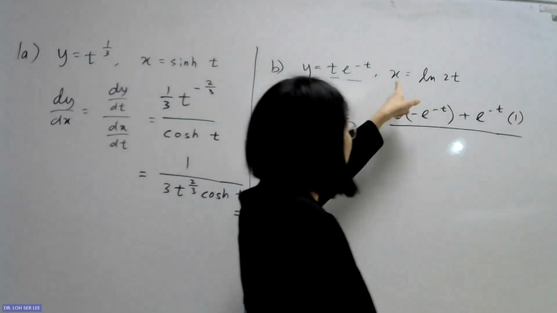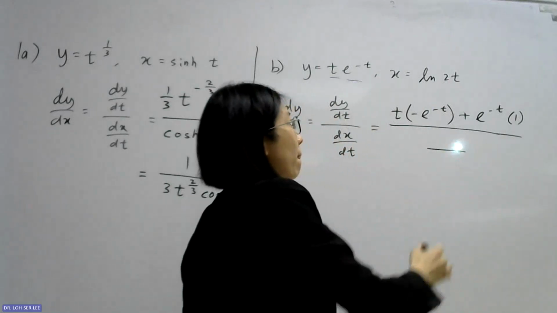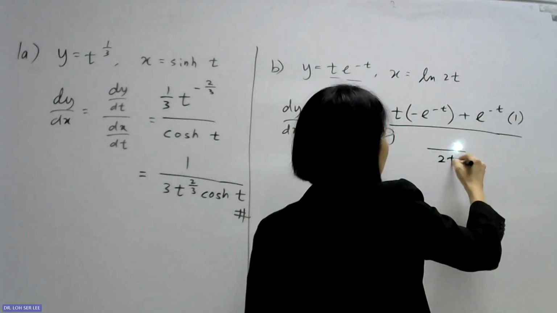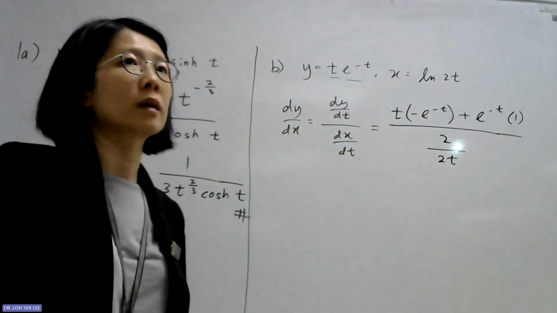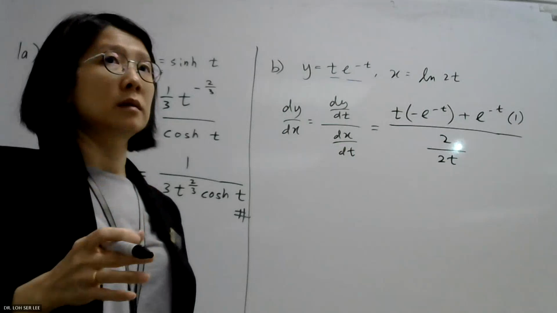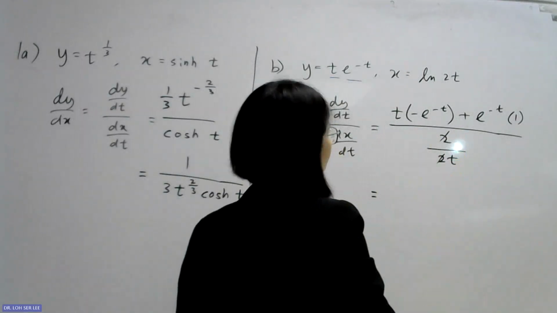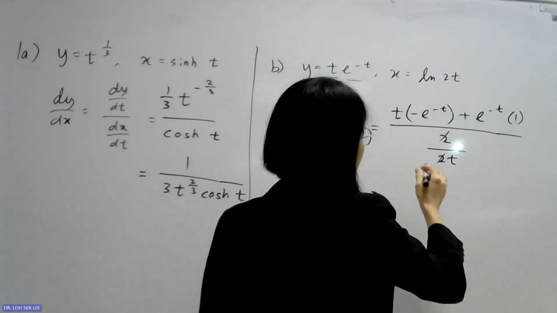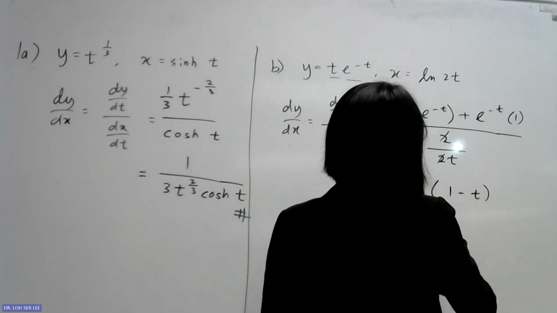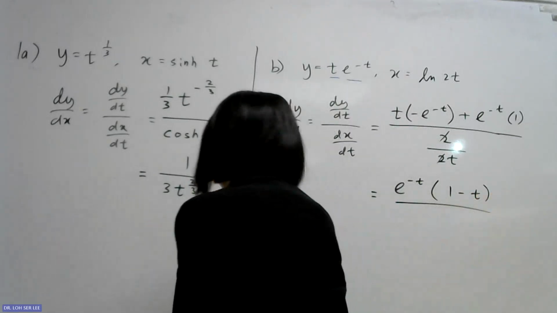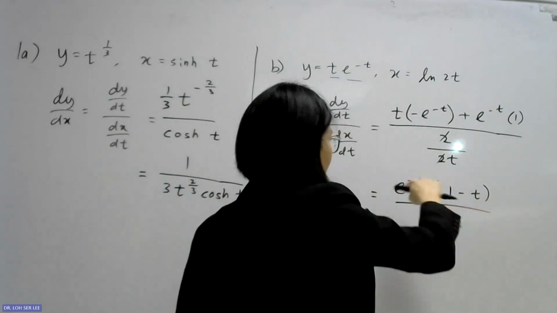Then dx dt. This is a known function. Okay, so 2t is here. Then differentiate this one with respect to t. Have a 2 here. Okay, so you can cancel out the 2s with this 2. Okay, here you can simplify. You get an e^(-t)(1 minus t) over, okay, over 1 over t, right? So this e, it can go out.